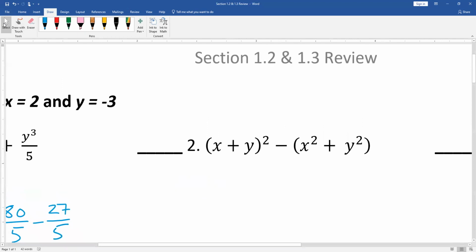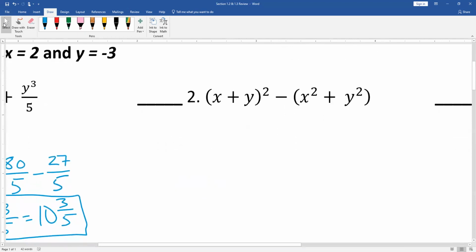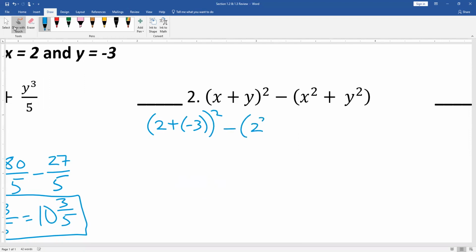So we're going to do, oops, wrong button. All right, so x is 2. So this is 2 plus -3 squared minus 2 squared. It's positive, so I'm not worrying about the parentheses. However, the y is negative. So this is -3 squared.